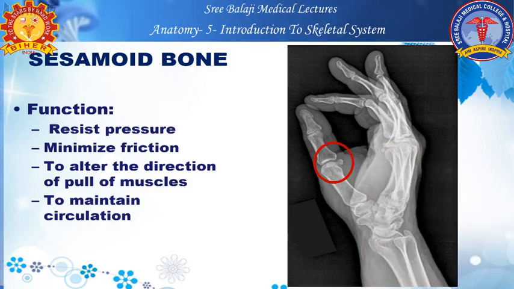Functions of the sesamoid bone. The sesamoid bones resist pressure. They minimize friction. In some places, the sesamoid bones help to alter the direction of pull of the muscles. In some places, they help to maintain the circulation, providing space for blood vessels to pass underneath. These are all the functions of the sesamoid bones.